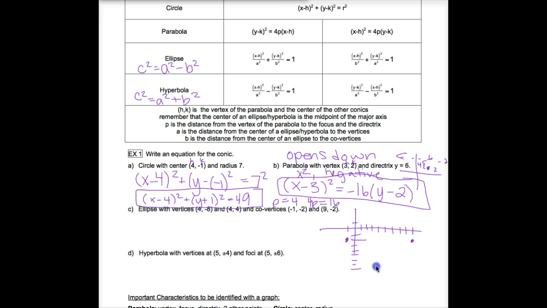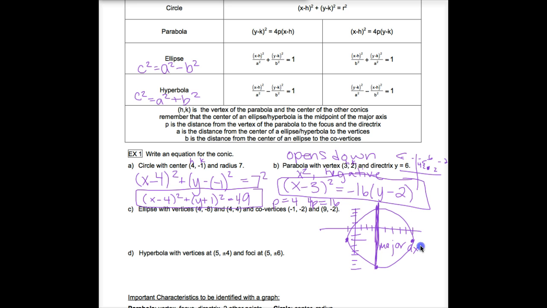So right here, and 4, 4. So it almost looks circular, but that is an ellipse. My vertices tell me which axis is major. So this is my major axis here going through x equals 4. If I figure out how long it is, it's 4 units from the x-axis up and it's 8 units from the x-axis down.